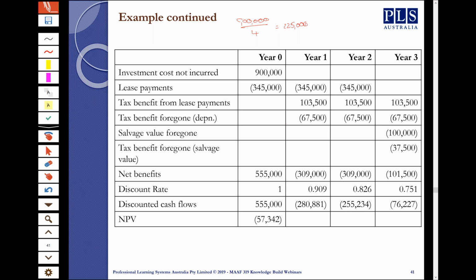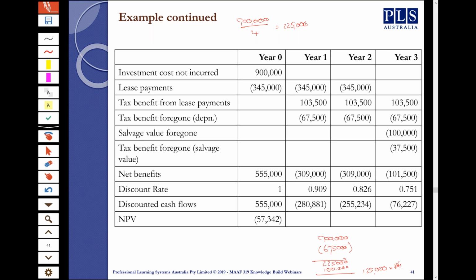My salvage value foregone I got given as 100. I then need to calculate my tax benefit foregone on the salvage value. So I take my 900, take away my 675, come to a figure of 225. Salvage value foregone is 100, which leaves me at 125. That 125, I take 30% each year, and I get 37.5.